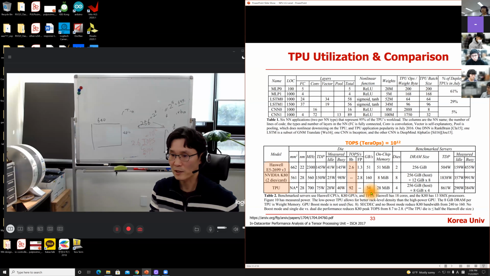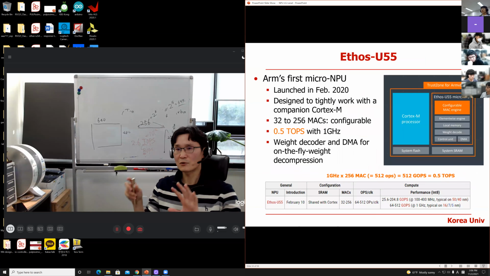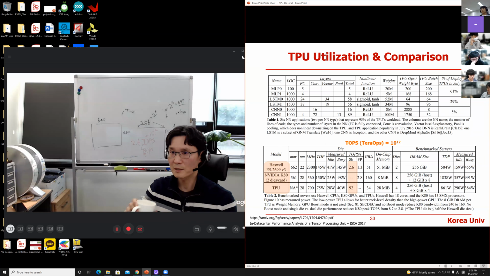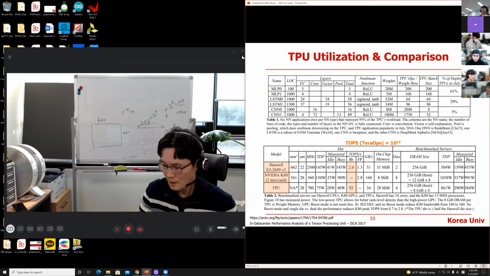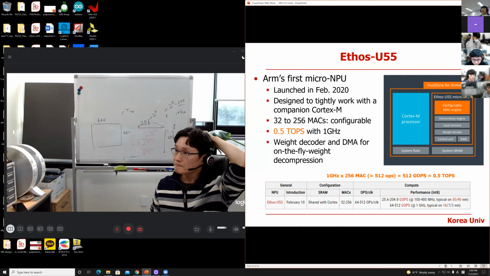46 MACs operations. 46 tera MAC operations per second, something like that. Okay, let's switch it. So that is used in server systems, right? TPU. How about the embedded domain? Okay, this one.